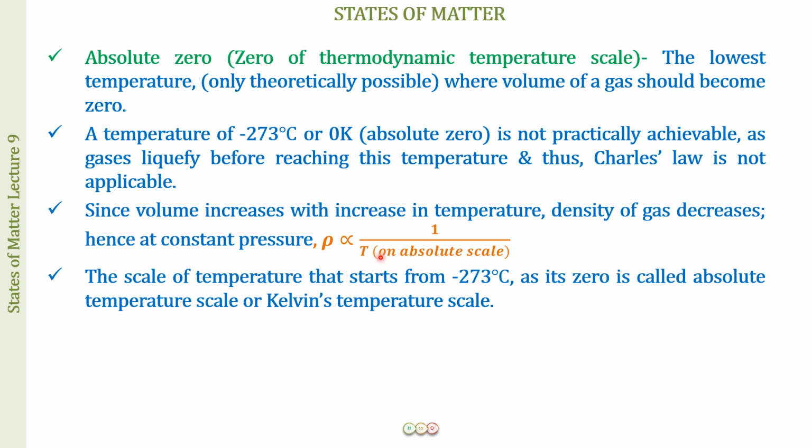And finally, about the Kelvin scale, what we have learned is that this is going to be that scale of temperature which starts from minus 273 degrees Celsius as its zero. Fine. I hope all this information is now perfectly fitting into the picture. Everything is crystal clear.